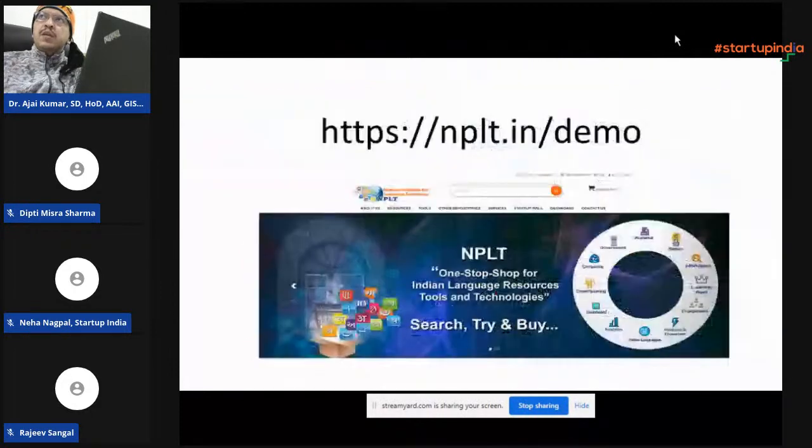Next. So now I'll come to the NPLT, which is the National Platform for Language Technology. So the various mechanisms which the ministry has used for funding the development, herein we are giving those resources to various kinds of users, including startups, including commercial organizations.